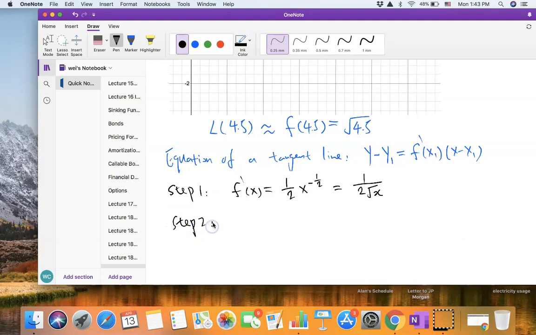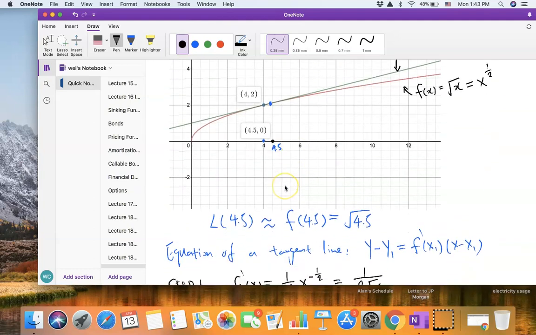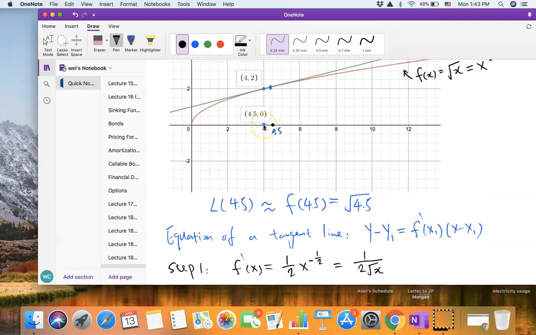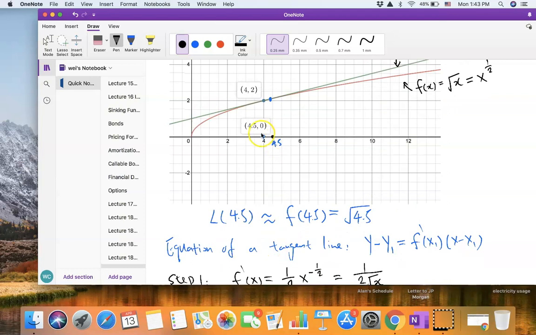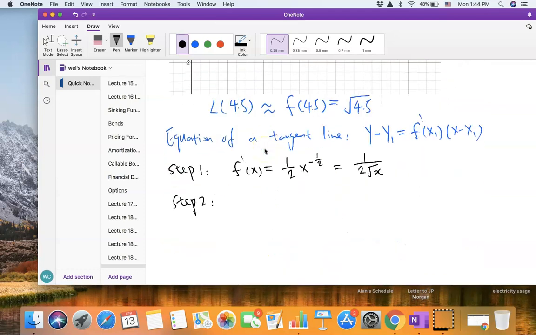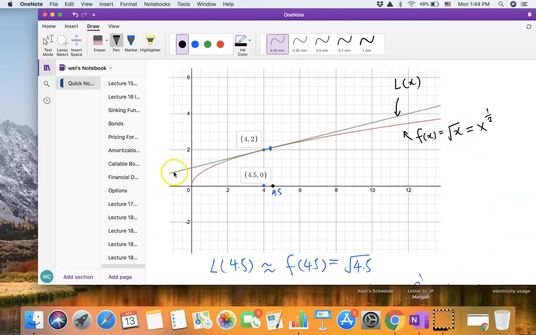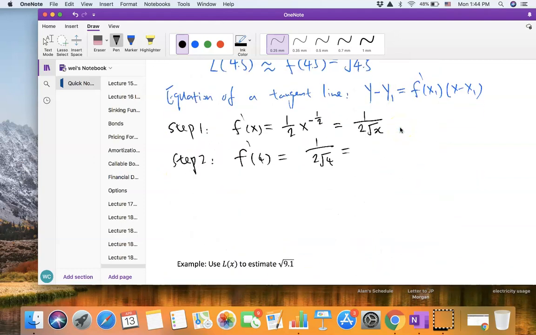Once we find the derivative function, in step 2, we substitute. Remember, we substitute 4, the easy point, because right now we draw the tangent line at the point (4, 2). So here you don't want to substitute 4.5 into the derivative function. You want to substitute 4 into the derivative function. By doing this, we can find the slope of this tangent line, which is 1 over 4.